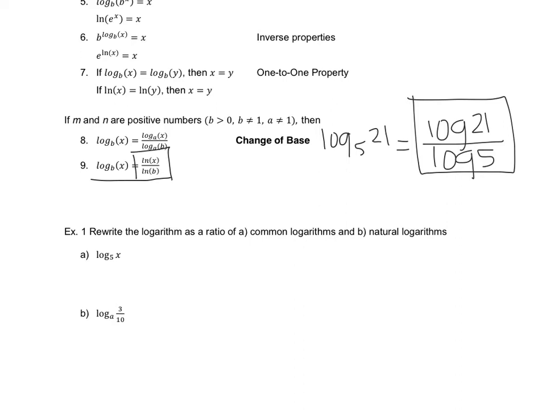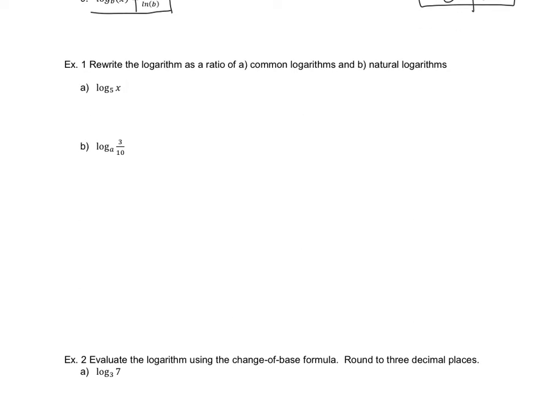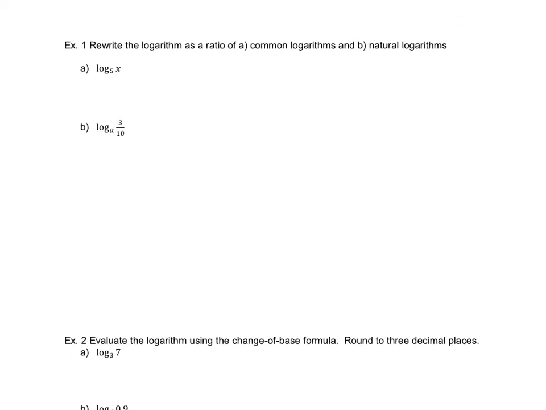So let's take a look at our first example, because on example 1 they want us to use our change of base to help us rewrite some logs. It says rewrite the logarithm as a ratio of common logarithms, that would be the log, and natural logarithms, that would be the ln. So if they give us this log, I'm going to say log of the big B, which is x, divided by log of the little b, which is 5. And that's as far as you have to take it. So that takes care of part A.